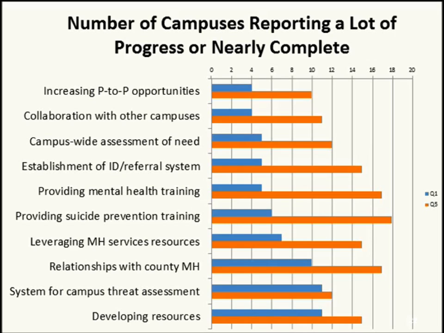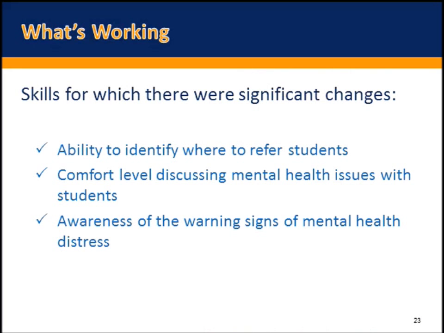Next slide, please. What you see here is a list of different kinds of initiatives that people have taken on, and the blue line is the initial survey that was done of the campus-based grantees in terms of where they were in their progress on these different things, from increasing peer-to-peer opportunities all the way down to developing resources. So you've noticed that there's been an increase in everything here.